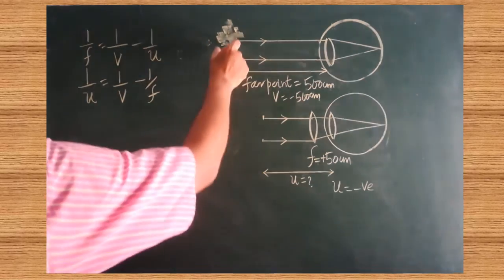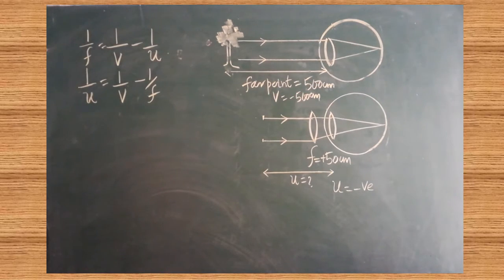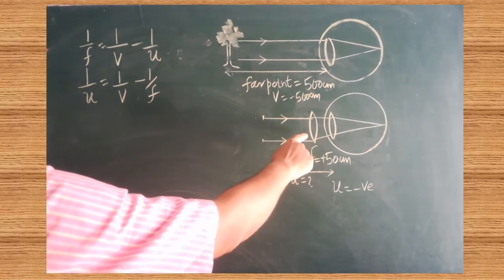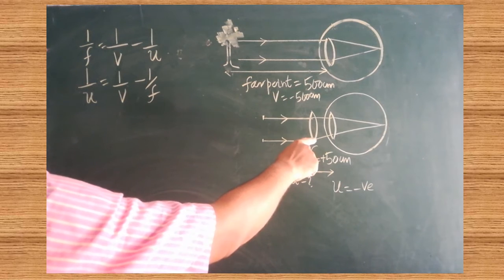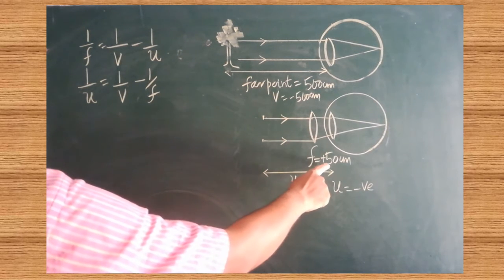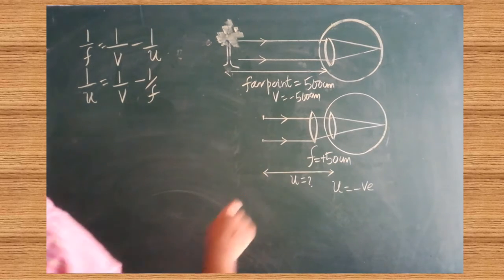That distance between the eye lens and the nearest far object is called the far point. Are you clear? So he is able to see the tree clearly only at a distance of 500 centimeters. That is called far point. Now, already in the previous discussion and derivation, we have seen that he is wearing the convex lens, whose focal length is how much? 50 centimeter. The focal length of the convex lens must be taken as positive.